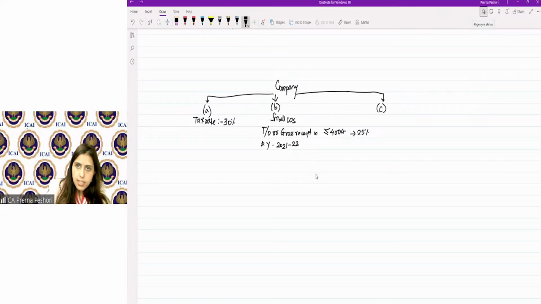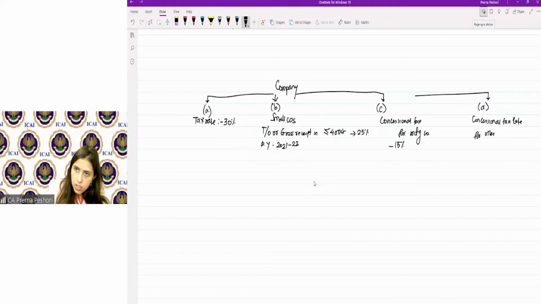Next is C, the concessional tax for the manufacturing company. For the manufacturing company, it is 15%. And in case of the concessional tax rate for other companies, it is 22%. Okay.